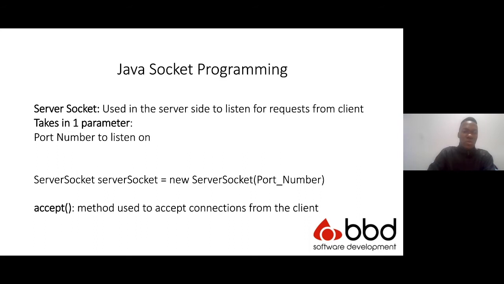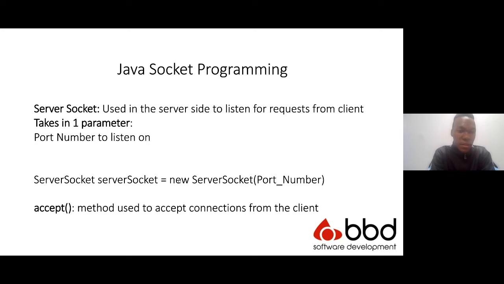And then we also have the server side. On the server side, we use server socket. This is used in the server to listen for requests from the client, and it only takes in one parameter. That parameter, like I spoke of, is the port number. The port number is the number it listens on for requests from the actual client. So the syntax for the server socket is: the server socket object equals new server socket, with the port number here.